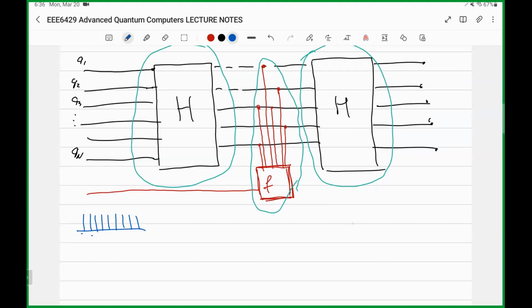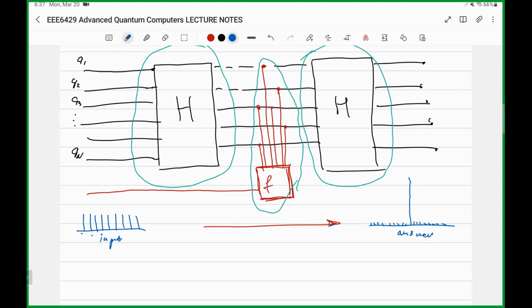And you do that in a way to achieve something like this: very small probabilities for different qubits, but some particular qubit, something like this. And this is your answer. So this is input, and this is answer.